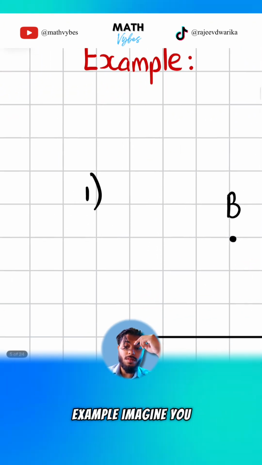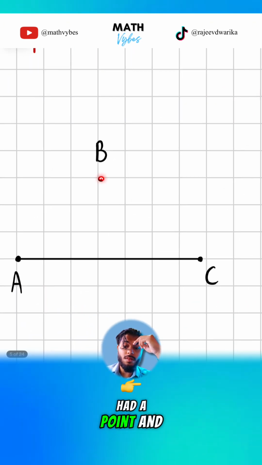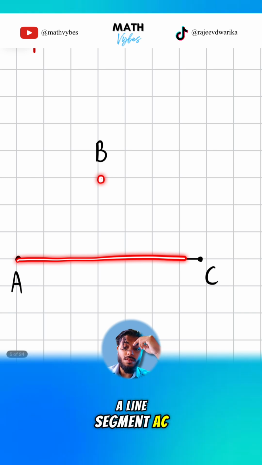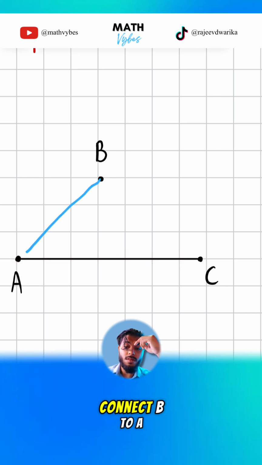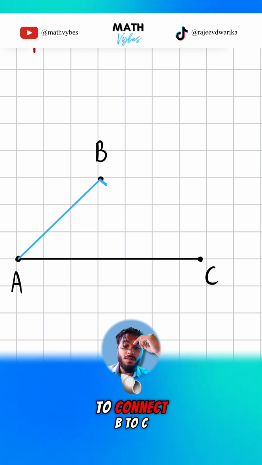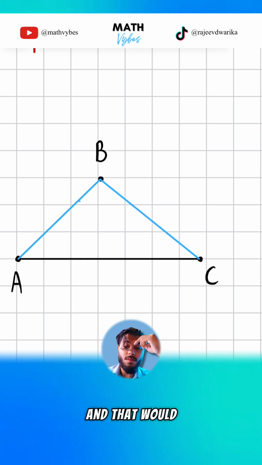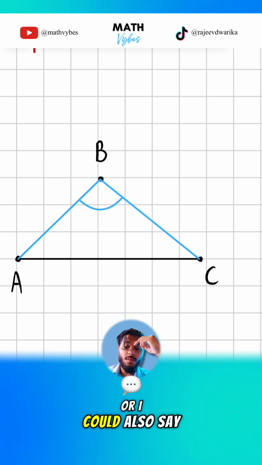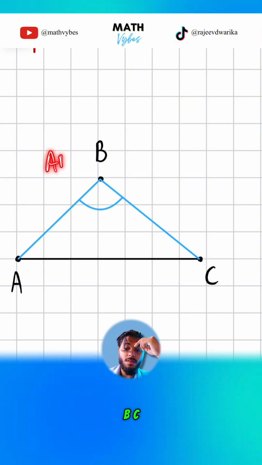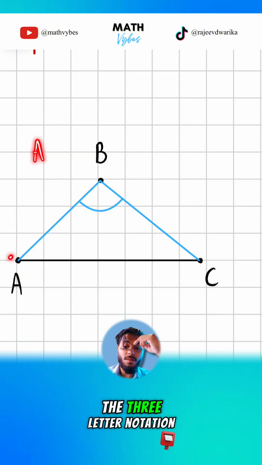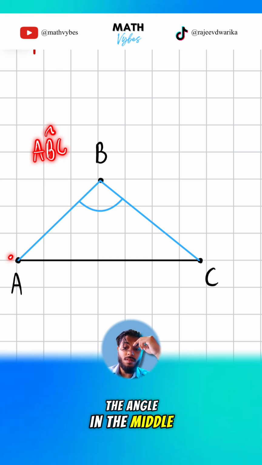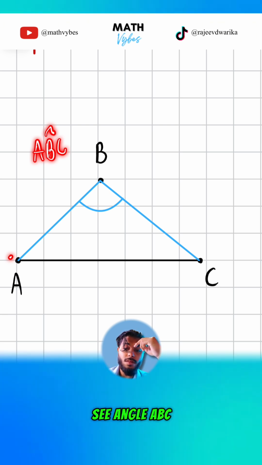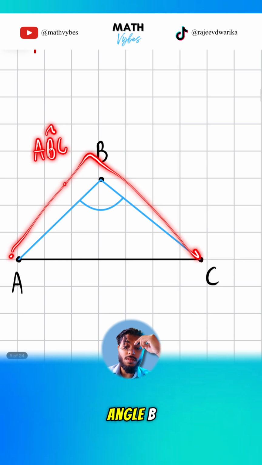So here's an example. Imagine you had a point and a line segment AC. If we wanted to create an angle, angle B, I would have to connect B to A and I would have to connect B to C. And that would give me angle B, or I could also say angle ABC. If you're confused about the three-letter notation, it just means the angle in the middle is the one we're talking about. So if you see angle ABC, they are talking about angle B.